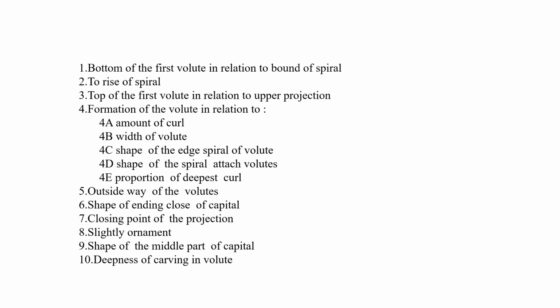Number 4: formation of the volute in relation to 4a, amount of curl; 4b, width of the volute; 4c, shape of the edge spiral of the volute; 4d, shape of the spiral attached volutes; 4e, proportion of the deepest curl. 5. Outside way of the volutes. 6. Shape of the ending close of the capital.